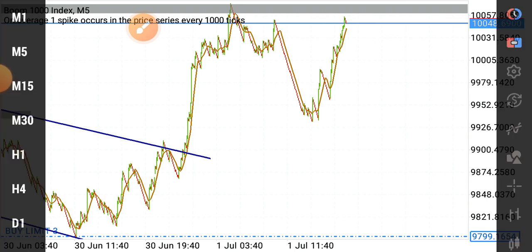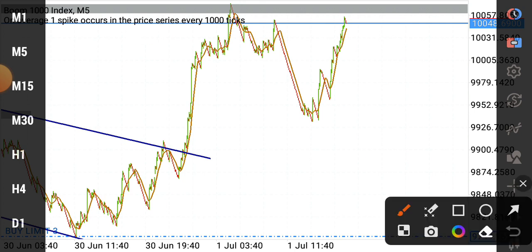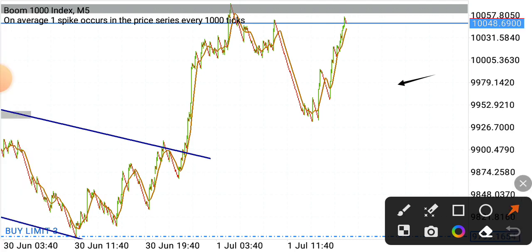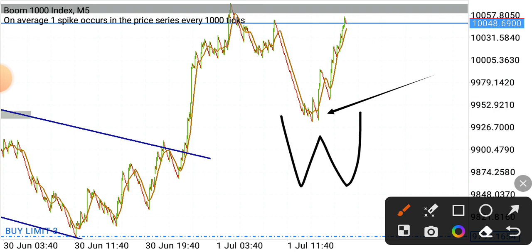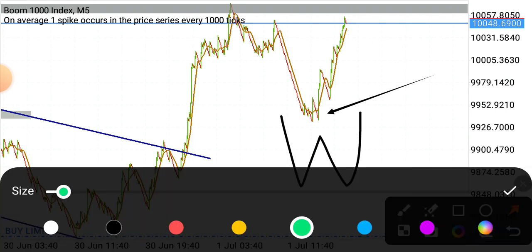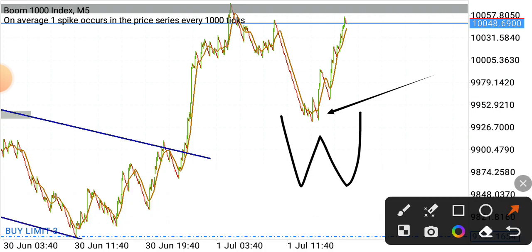Now look at what's happening here. I can identify a double bottom at this point. There's a double bottom there. That's a reversal pattern. And what happened? You see the price went up after forming this double bottom pattern. So that is it for that.